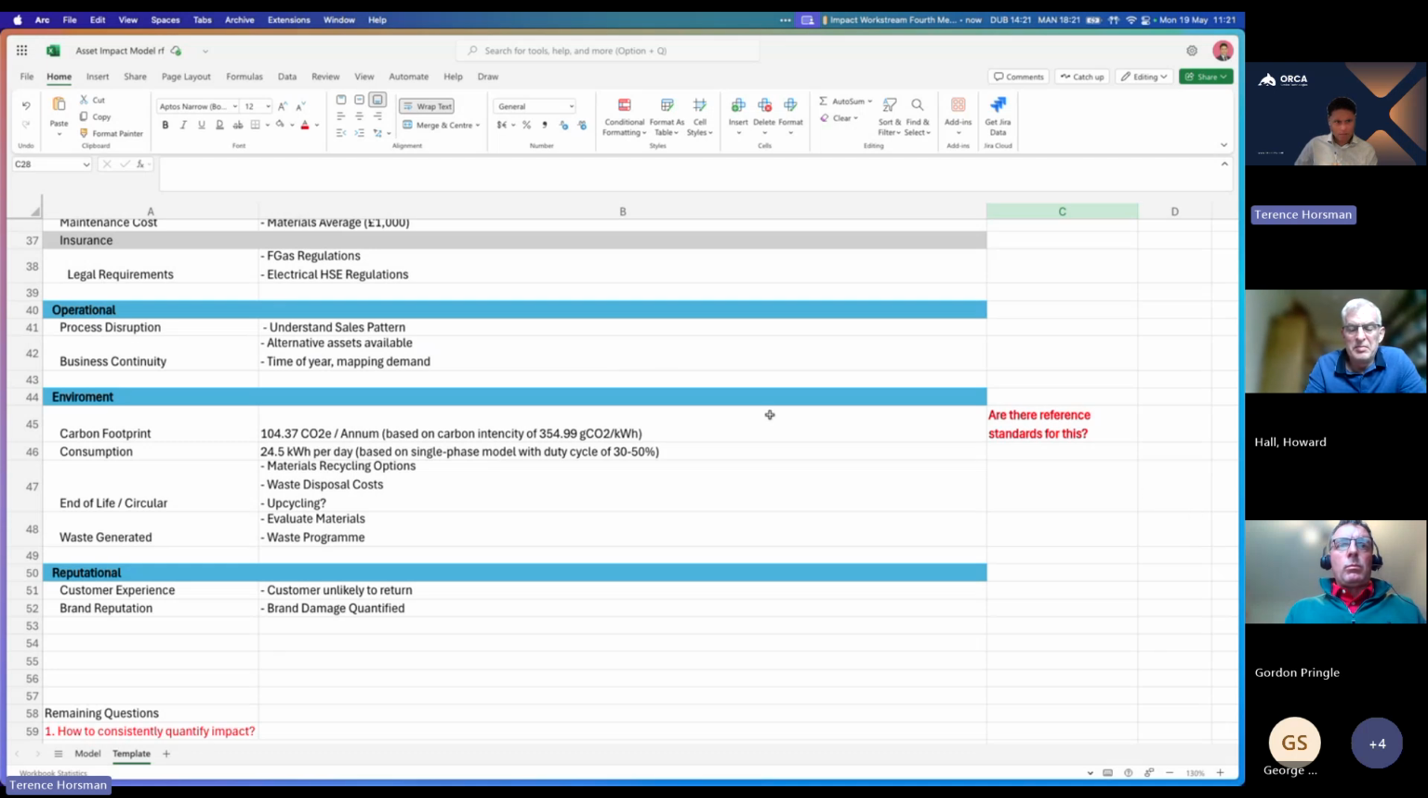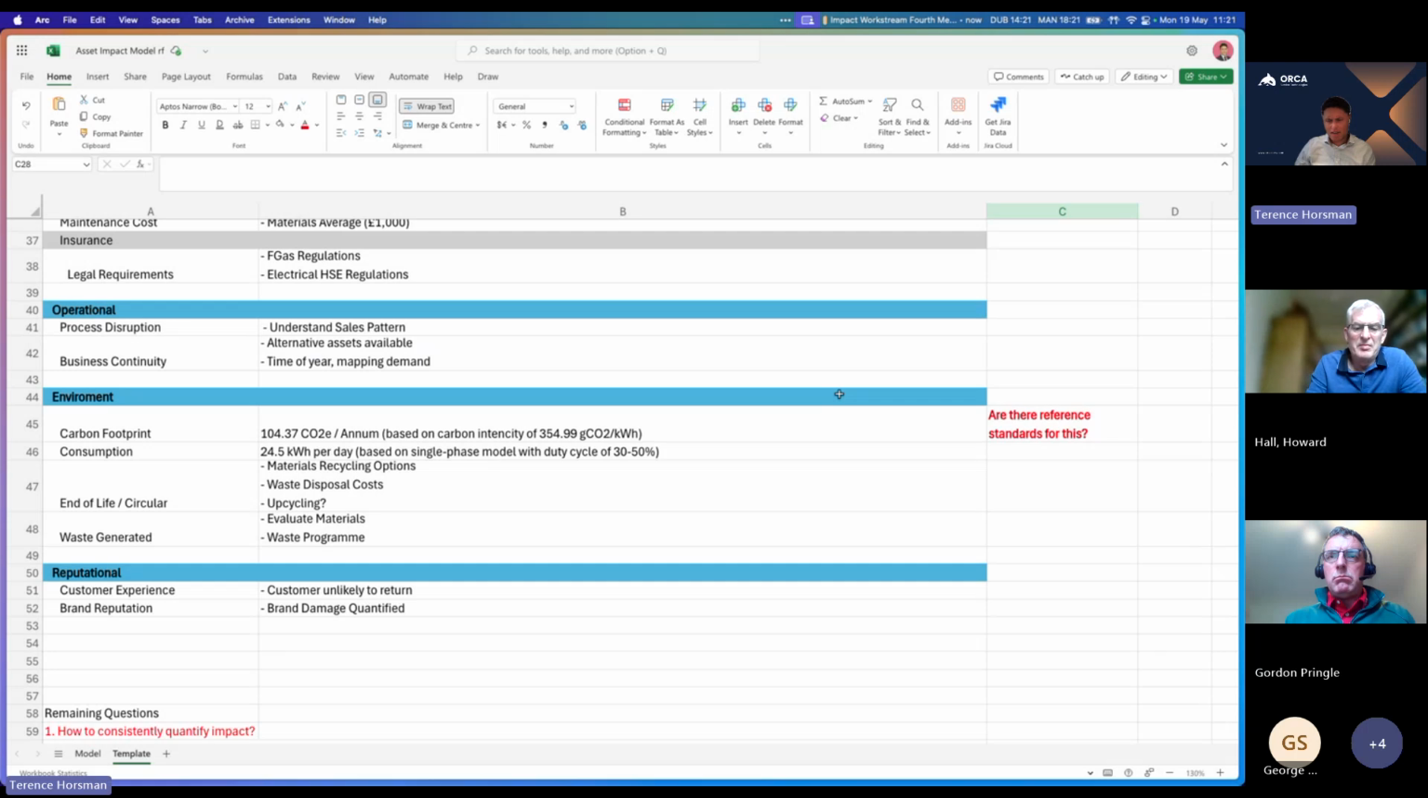Howard, you already mentioned, what are the alternative assets? Are they available? That makes a significant impact. And then environment, try to do carbon calculations based on power consumption of the unit, which I think makes it nicely quantifiable, especially with potential ESG agendas. I wasn't aware if there was a standard that we could refer to in relation to this.